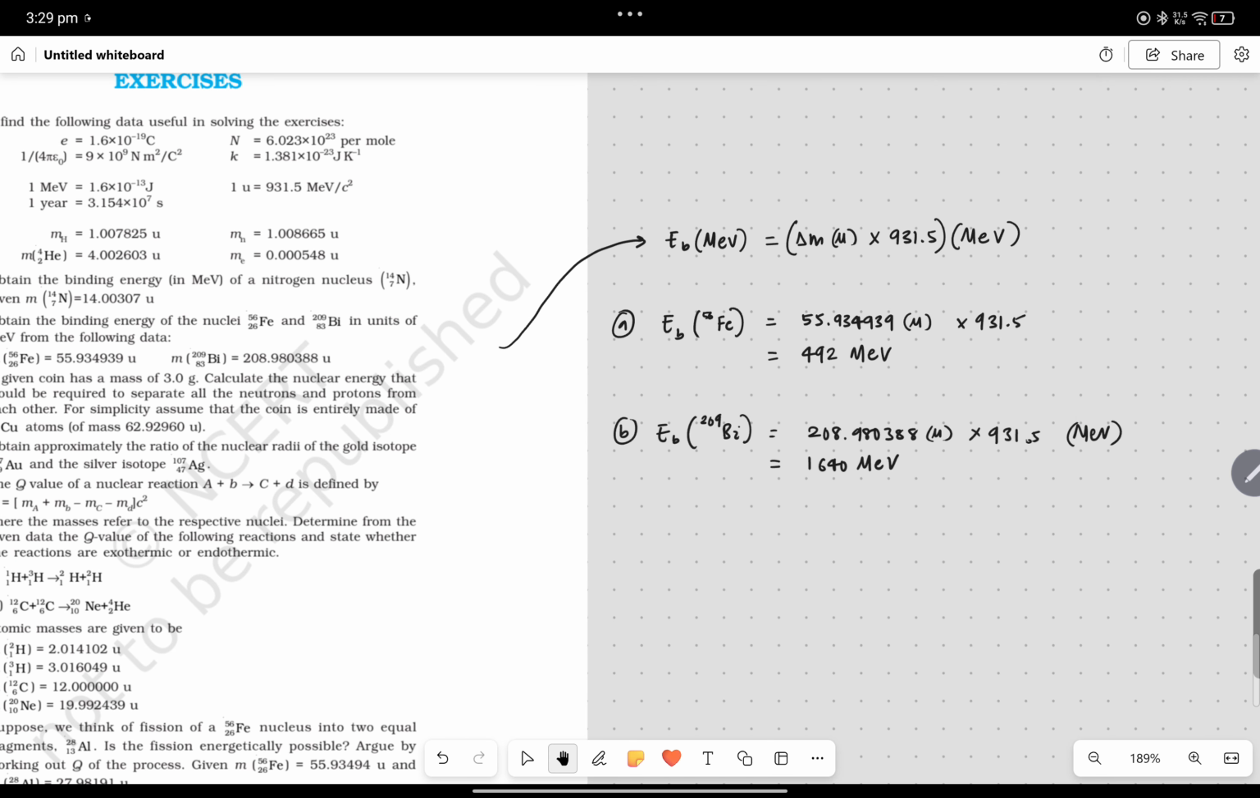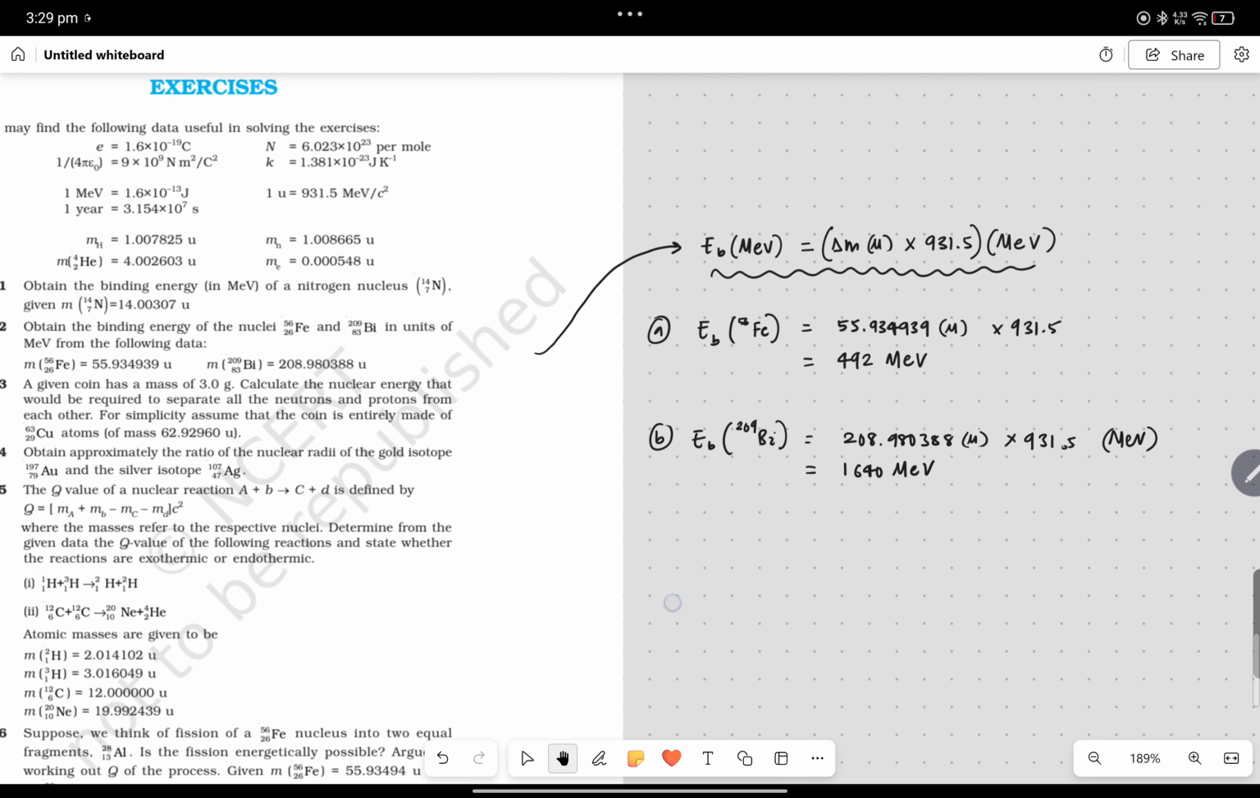So this is the same thing. You have to just remember the concept that for changing the binding energy into mega electron volt, you have to just multiply this mass defect in atomic mass unit with 931.5, and you are going to get your result, right? Simple.